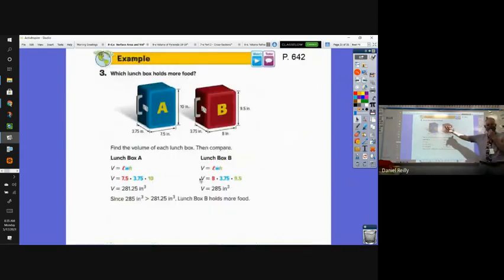There are problems like this that have to do with rectangular prisms and volume, where you have to use volume in a real-world problem. How much space does the shape take up?